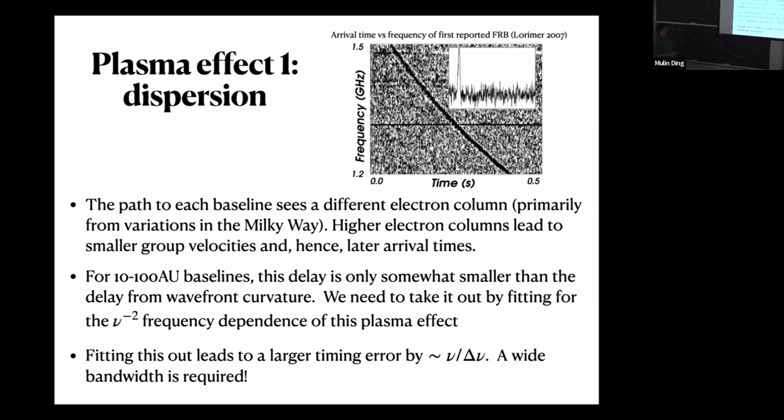This is actually how we first found FRBs, because the sweep is telling us how many electrons the FRB light traveled through, and the fact that it sweeps so much was telling us that it might not be in our galaxy. It might be cosmological. But this delay from not traveling at the speed of light is potentially a problem, because if we don't know how fast it's traveling through the plasma, it's going to complicate measuring the distance.